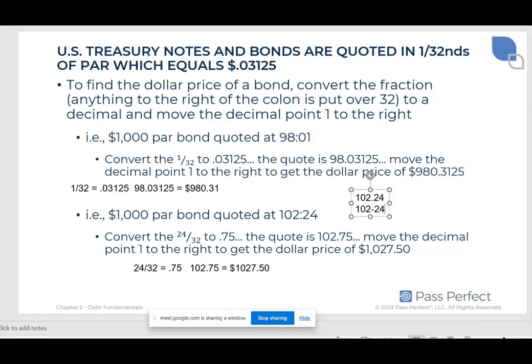Now, the trap they might try to set for you is they give you this as 102.24. If you read that as you would for a corporate bond, and you figure just move the decimal point one place to the right, you might think $1,022.40. That might be one of the false answer choices if you didn't notice, or you forgot that this was a treasury bond quoting in fractions of a 32nd. So you have to take the extra step to figure out how many 32nds and put that into decimal format.